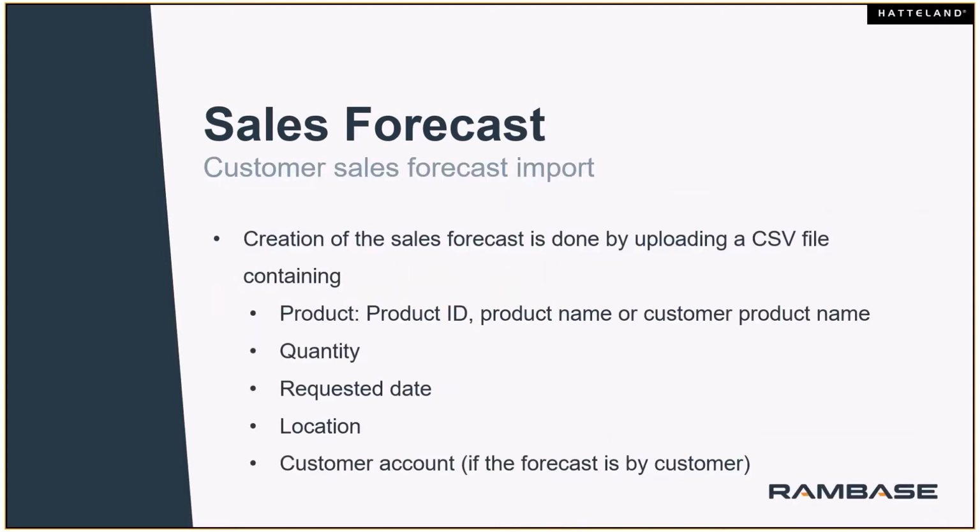The upload of a sales forecast is done by uploading a CSV file containing product, quantity, requested date, location, and customer account. A file can, for example, not contain forecast for several locations, and a new sales forecast for a customer will replace the previous one.